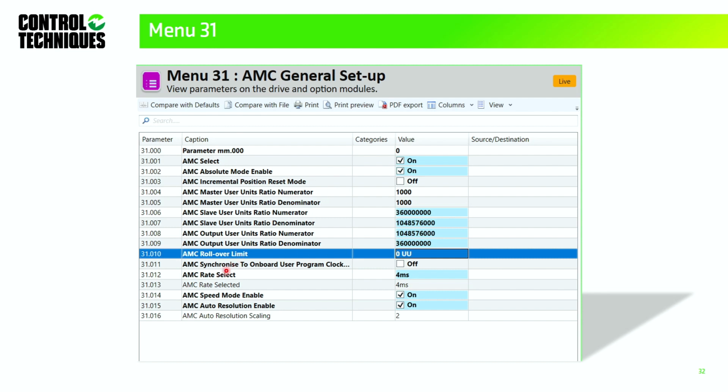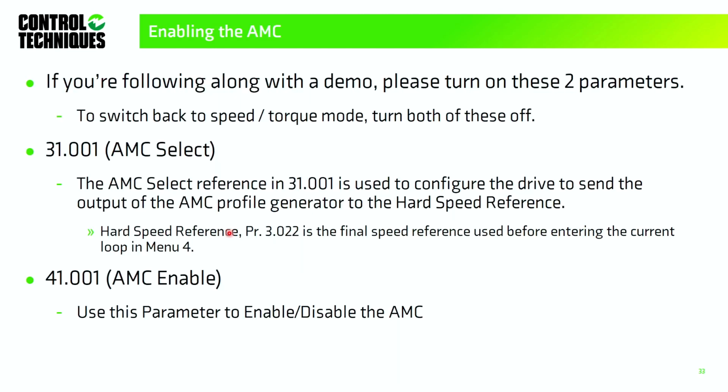I'm going to go through these parameters now. If you do have a demo, you want to turn on these two parameters. The first one is 3101, which is AMC select. When you turn that on, it flags the drive to send the output of the AMC to the hard speed reference. So we are selecting the speed reference for the drive to come from the AMC now. 4101 will actually enable and disable the AMC. I'm going to change those two parameters now.